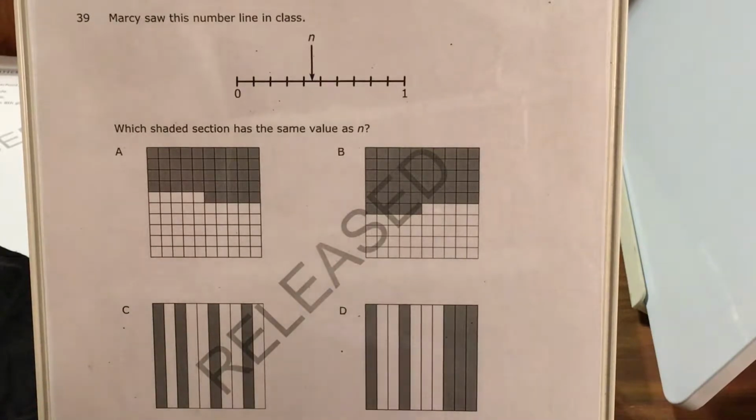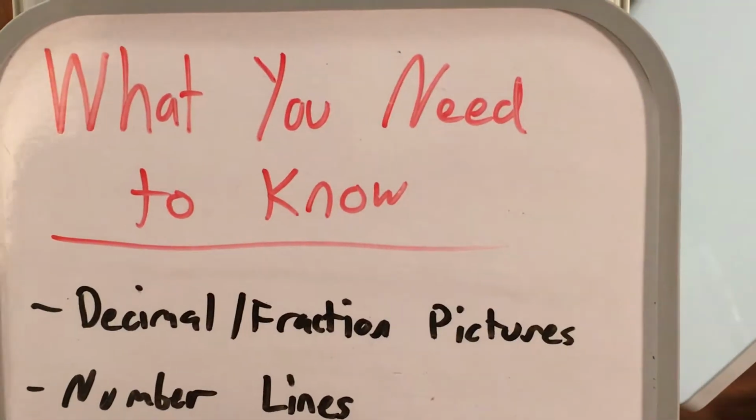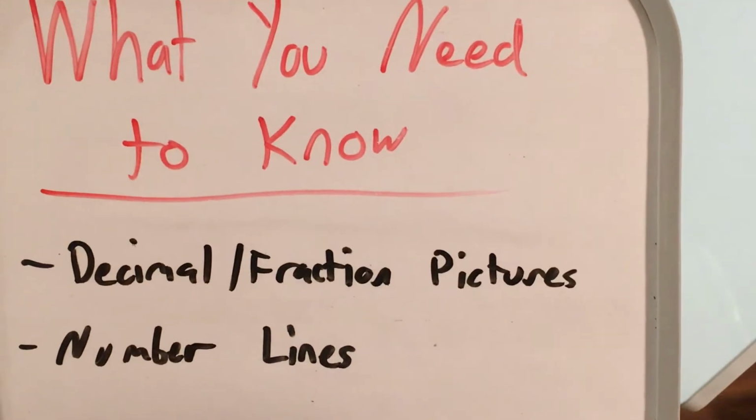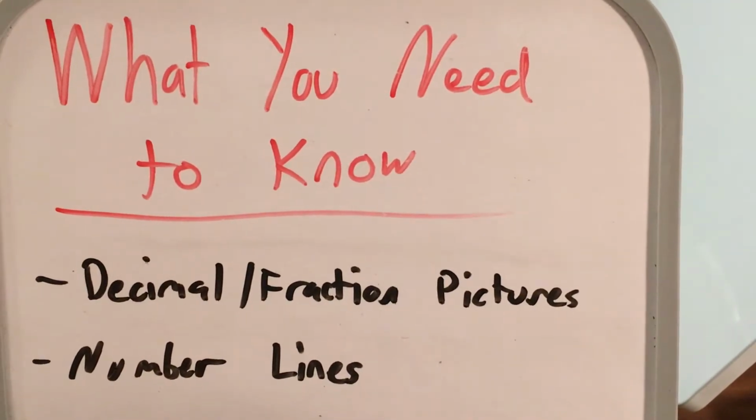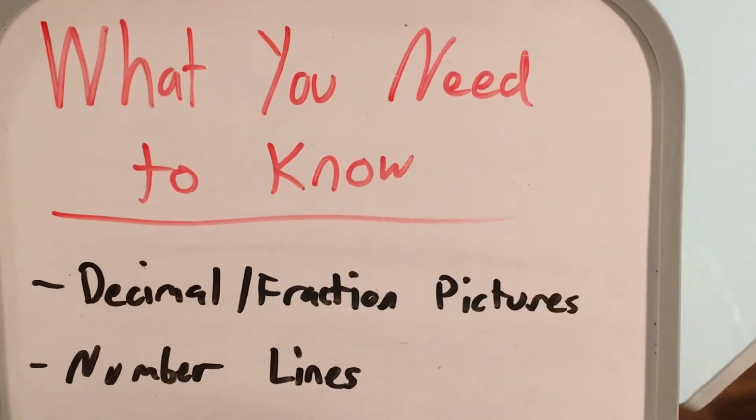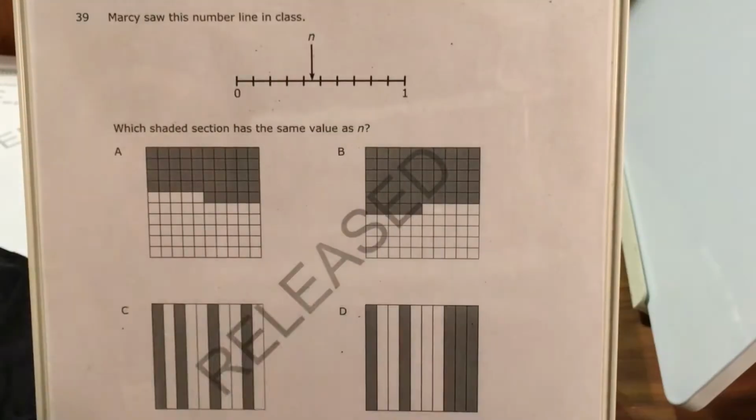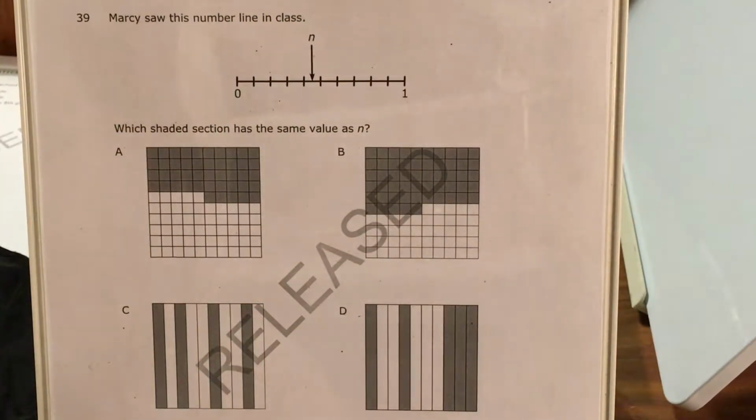Alright, so to do a question like this and do it really well, and parents especially, this is a very, very common core idea. They love to do stuff with decimal and fraction pictures, and they love to go back and forth between different ways to represent a number, which is why we're being asked to compare the pictures with a number line.